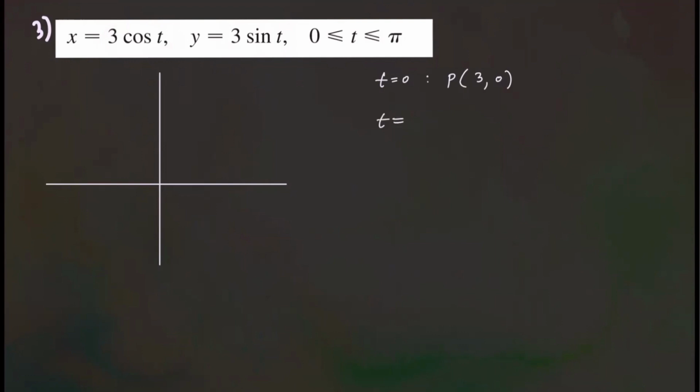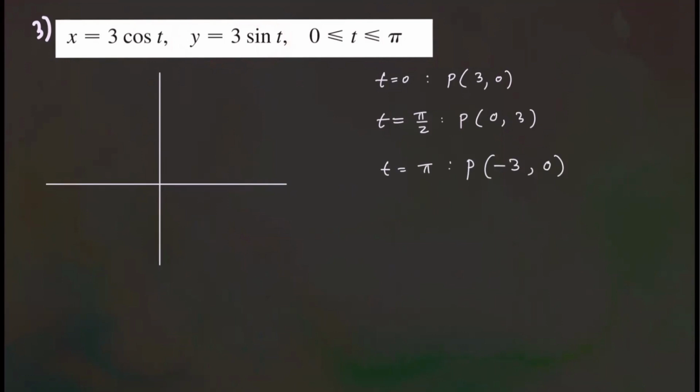Now again, pick anything between 0 and pi. I'm going to use pi over 2. You could pick pi over 4, pi over 6, anything convenient that you can evaluate. Cosine of pi over 2 is 0, so this is 3 times 0, that would be 0. And sine of pi over 2 for the y-coordinate is 1 times 3, that would be 3. The last point we're going to pick is the endpoint pi. When t is pi, cosine of pi is -1, so we have -3. For the y-coordinate, we'll get 0.